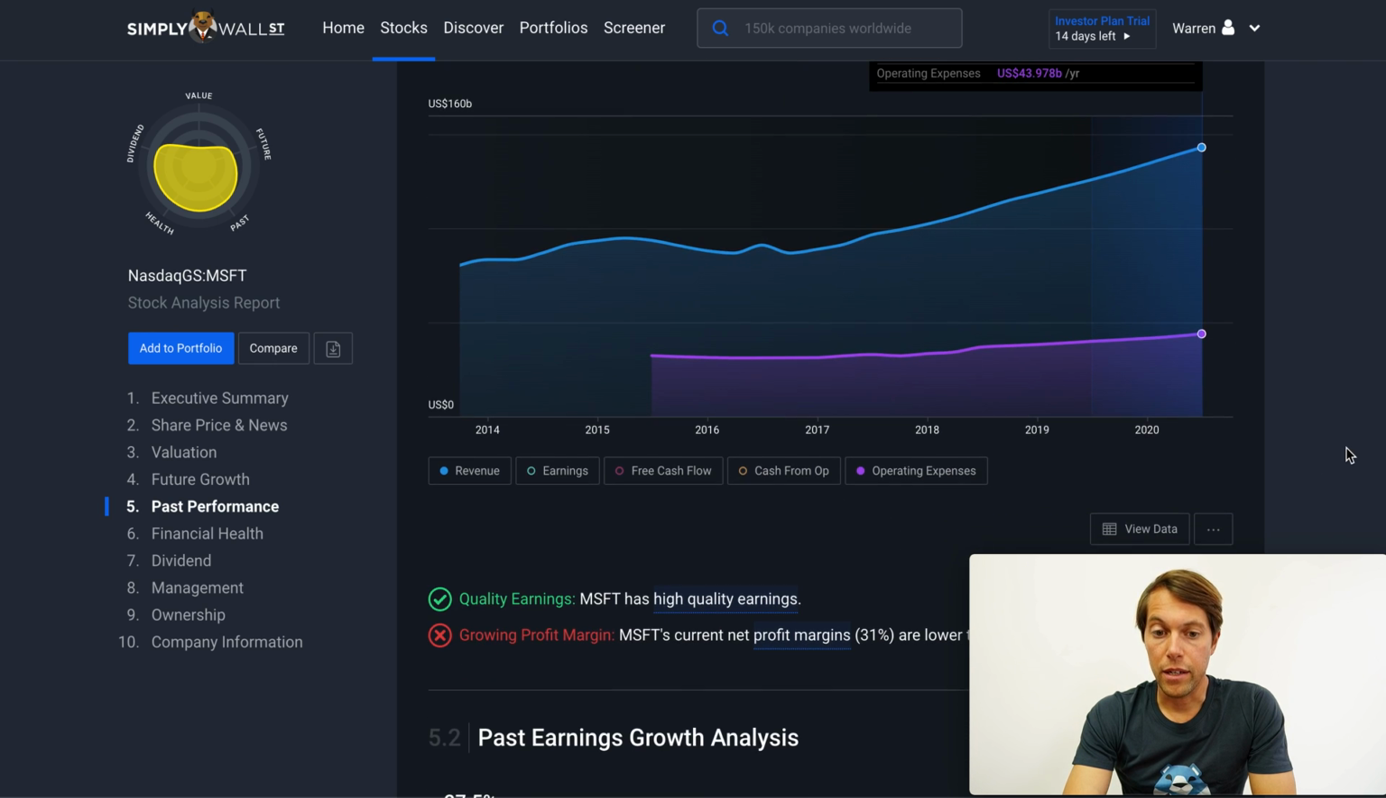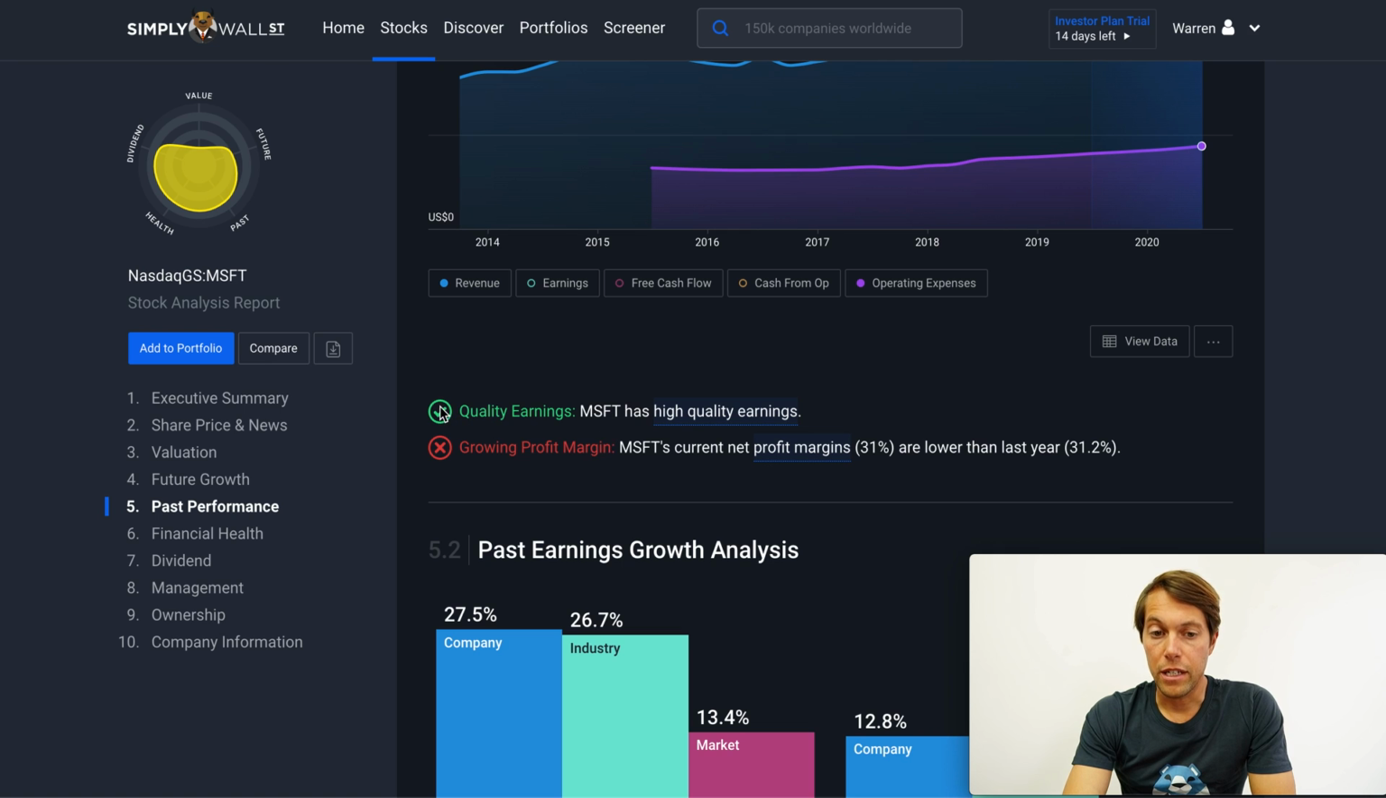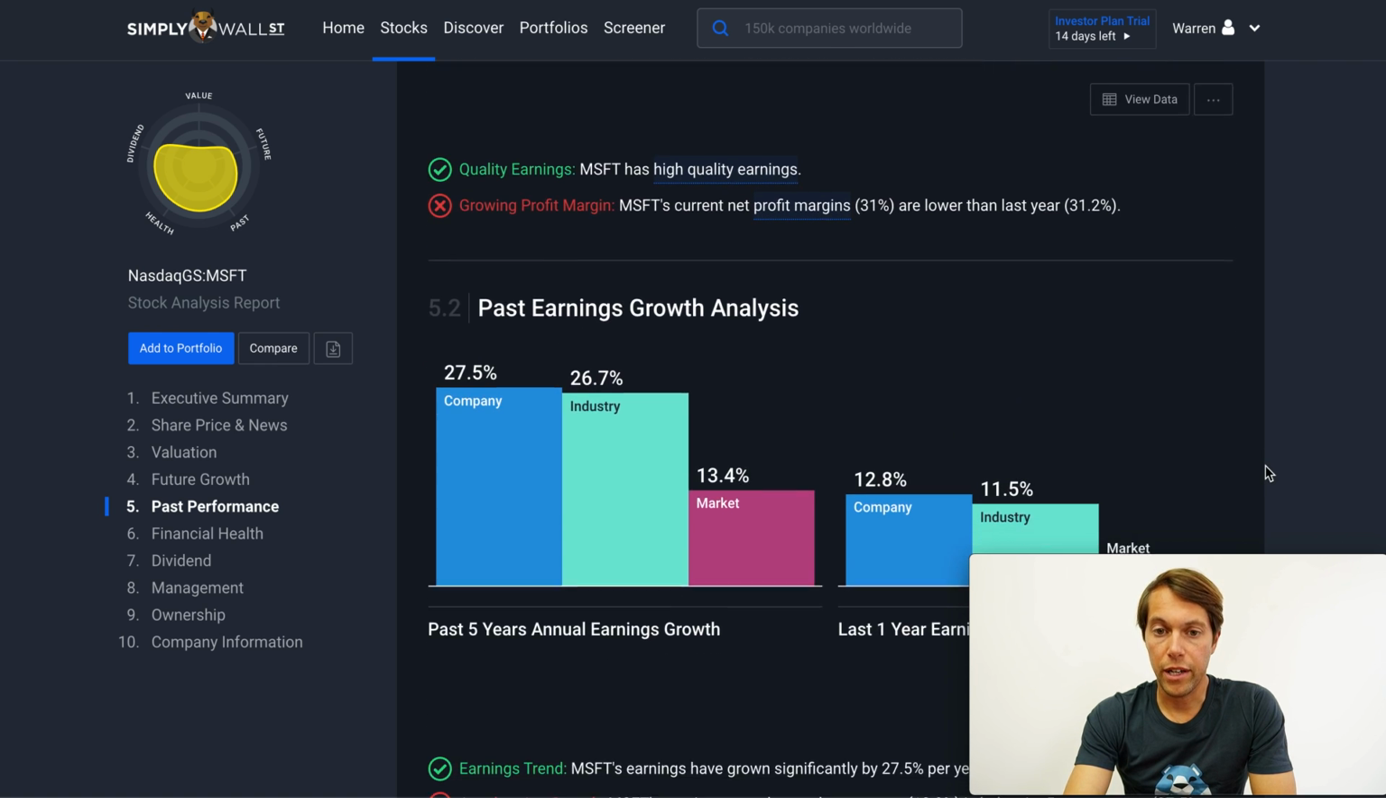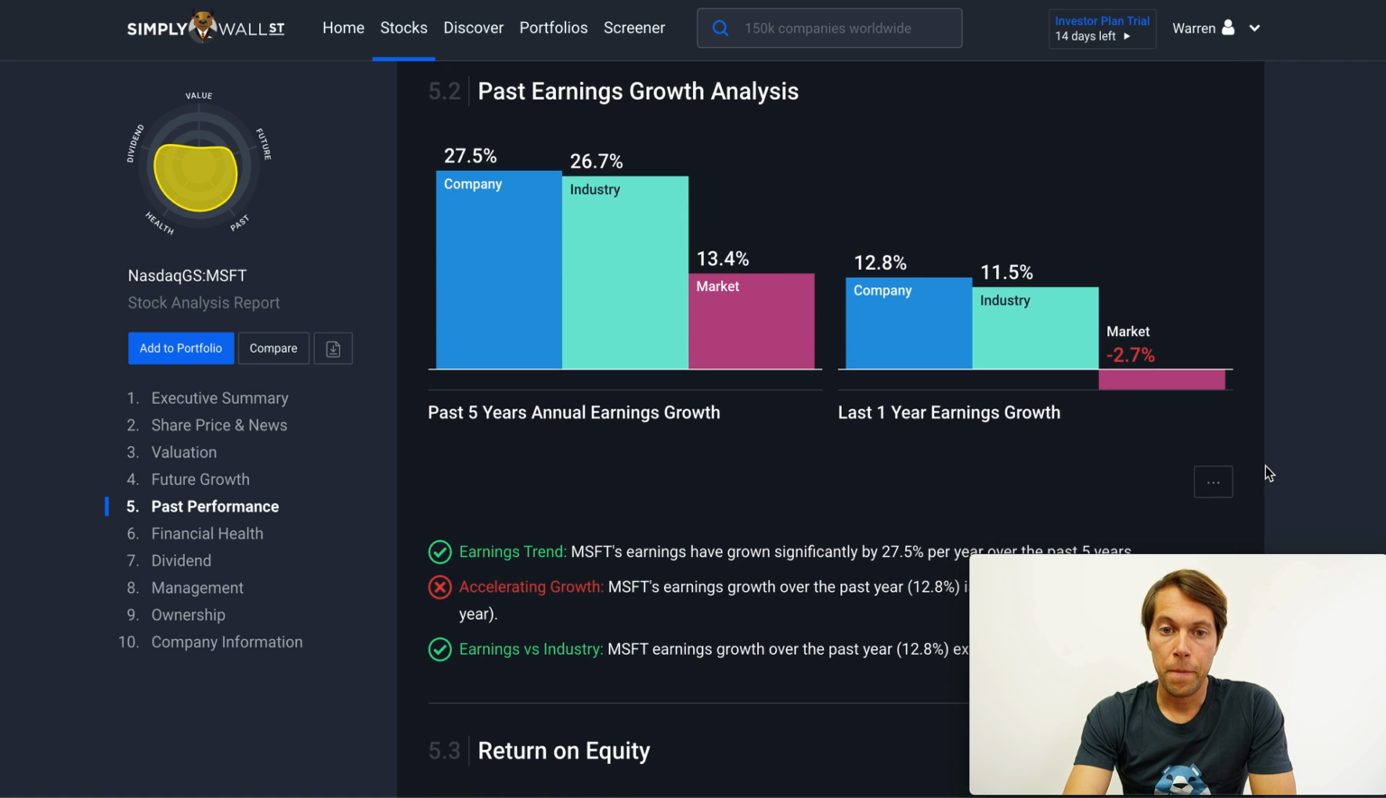And the same thing, you can see underneath each chart, we have our Snowflake checks. In this case, we're looking at the earnings that the company is reporting. Are there any one-off items that might be impacting those? And what we look for here is that we actually look for growing profit margins. In this case, Microsoft is failing that check.